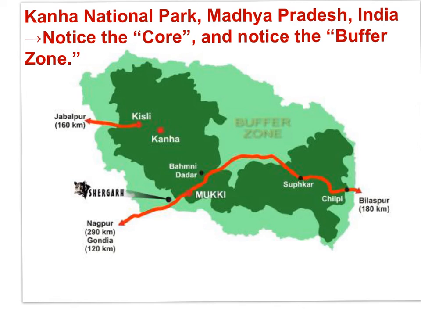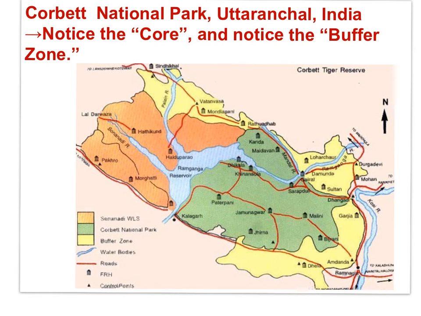Kanha National Park in Madhya Pradesh, India, has a core and a buffer zone. This is a park that supports tigers. Corbett National Park, Uttaranchal, India, has core and buffer zone. Corbett National Park also supports tigers.